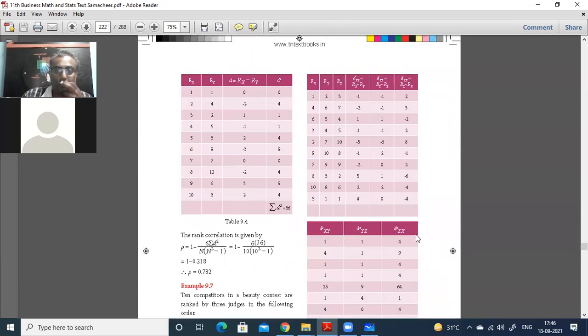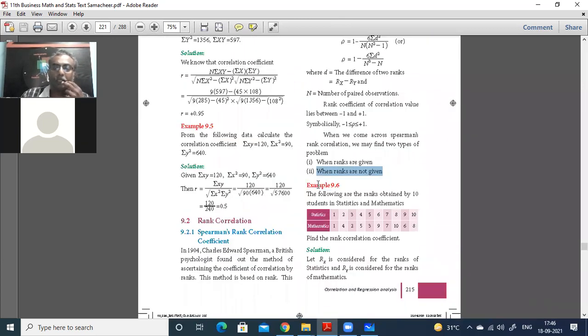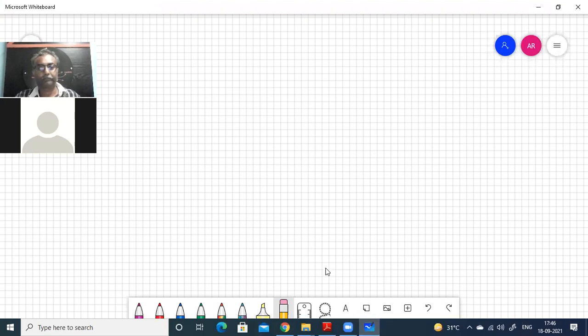We will do only example 9.6. We'll finish here today. Today is Saturday, a long day. Monday we'll do the other two, and we'll start the exercises. Example 9.6 only we'll do. Here the ranks are directly given. So it is a simple problem. Let us do the simple problem.